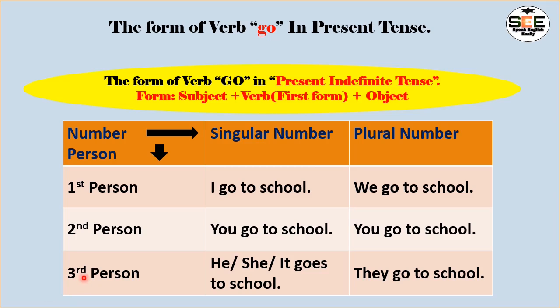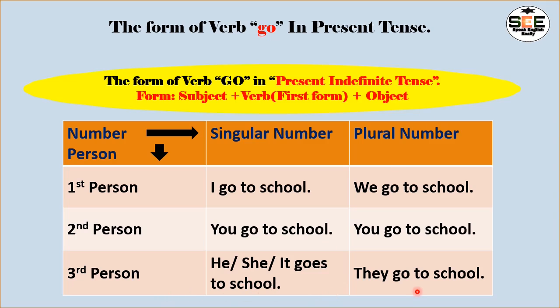And at last we can see the third person in present indefinite tense in singular number: he, she, it goes to school. Here we can see some difference. This go is added with es, right? So what happened? There is a rule: if the subject is third person singular, the main verb adds s or es, right? So here we have added es to the main verb, so it becomes goes, and school is the object. He, she or it is always third person singular. So that's why here we have written goes, and school is the object.